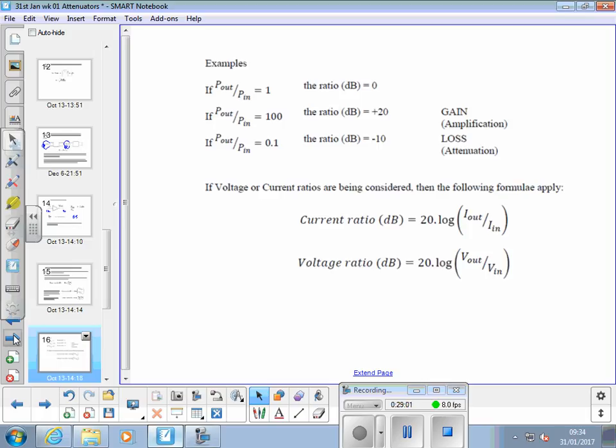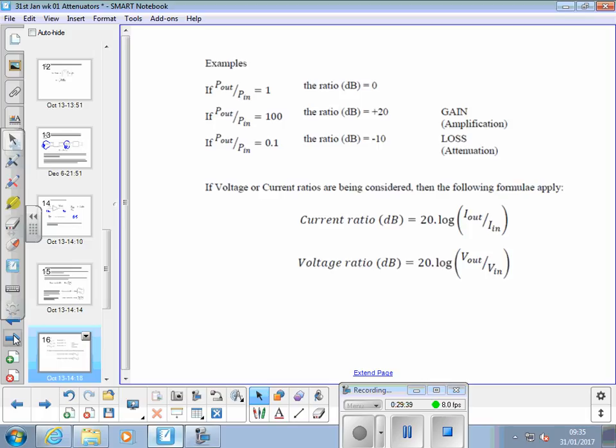So, by example, if your P out over P in is 1, i.e. no gain, no loss, then the dB ratio, if you do 10 times the log of 1, you get 0, hopefully, on your calculators. If P out over P in is 100, then you'll get a dB ratio of plus 20. If your P out over P in is less than 1, in this case 0.1, you'll get the ratio minus 10 dB, meaning a loss or attenuation.